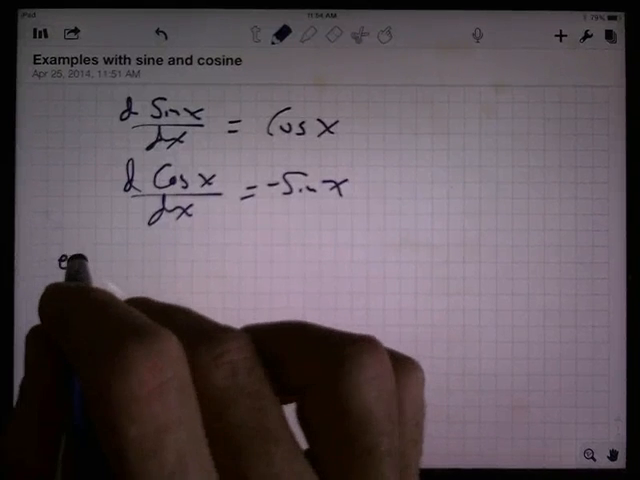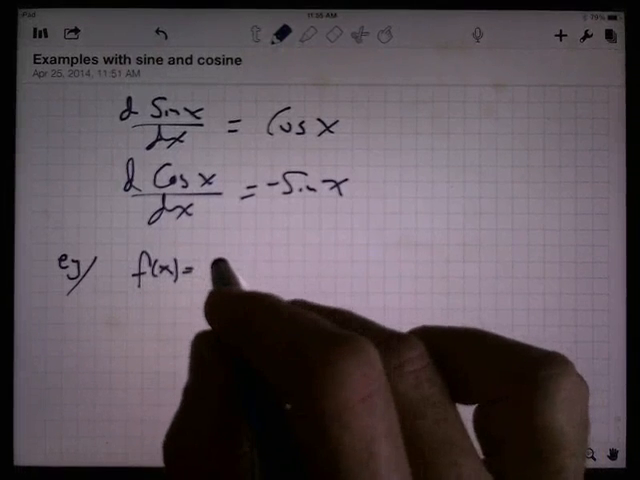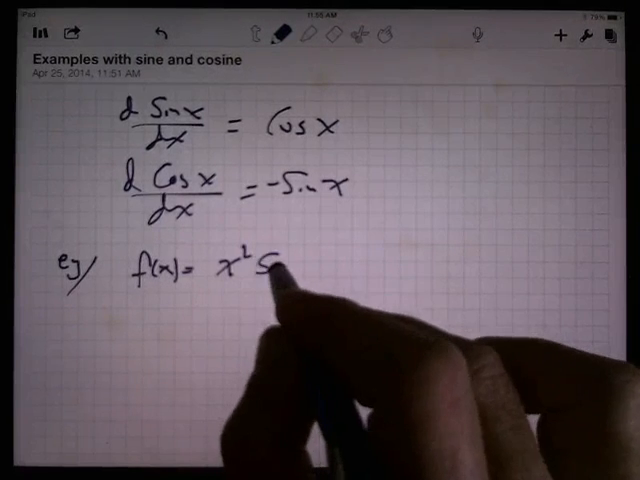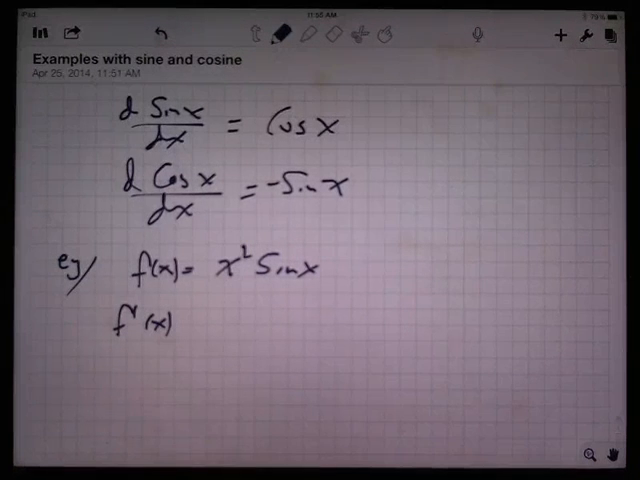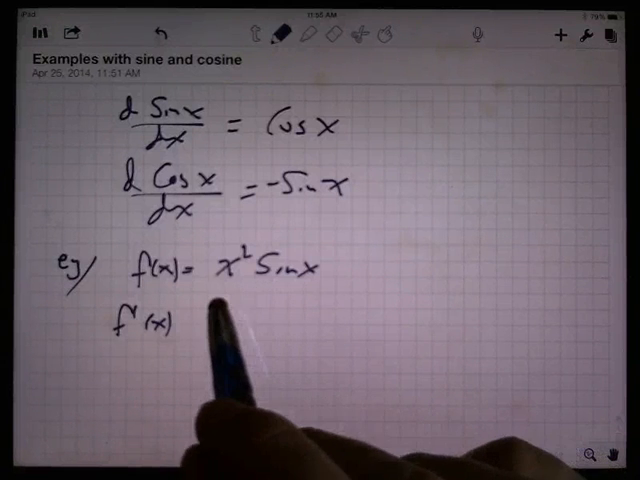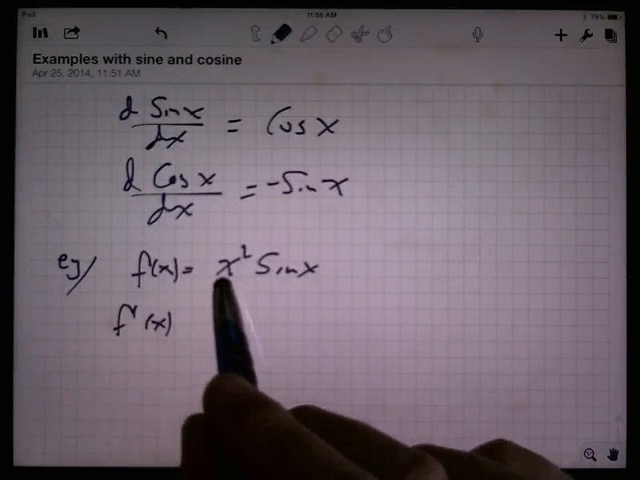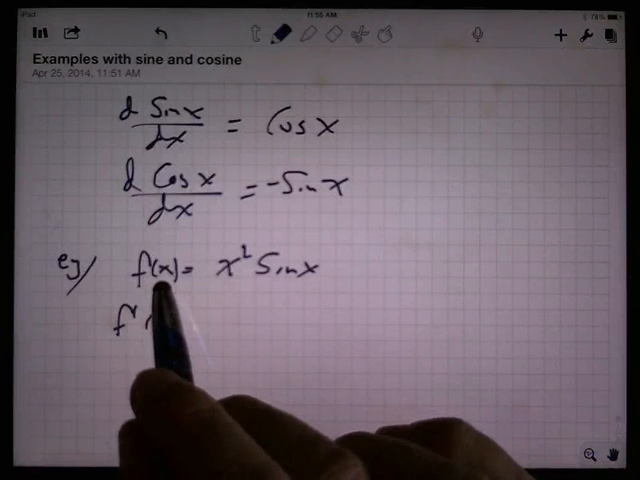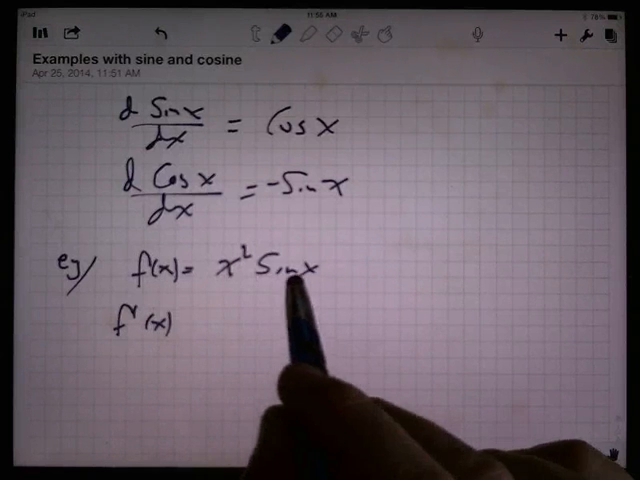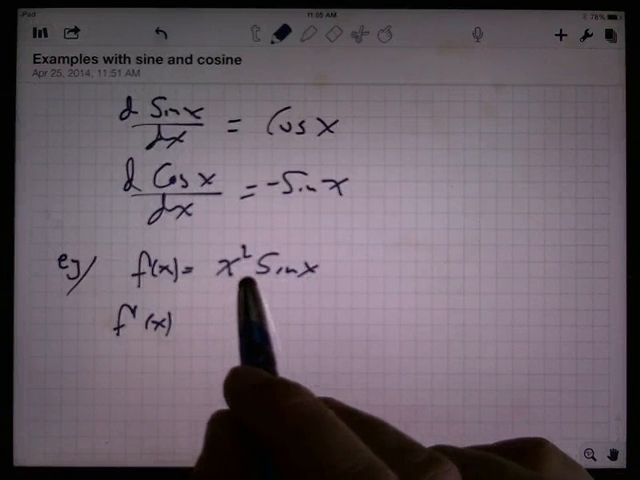For instance, if I had something like this, f of x equals x squared times sine x, and I wanted to know what's the derivative, well, how do you take a derivative? You've got to figure out what derivative rule to use. And how do you figure out what derivative rule to use? Plug in a value for x. If I were to evaluate f of 7, what would I do? I'd do 7 squared, I'd take the sine of 7, and then I'd multiply those two results. The last thing I did was multiply.